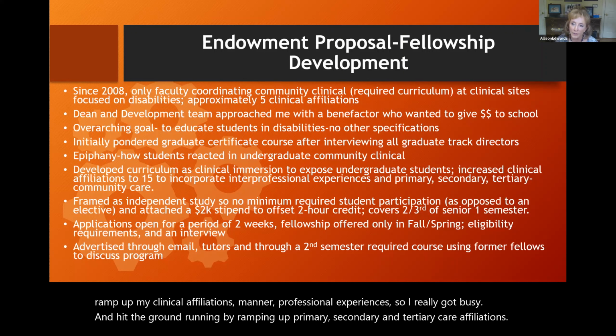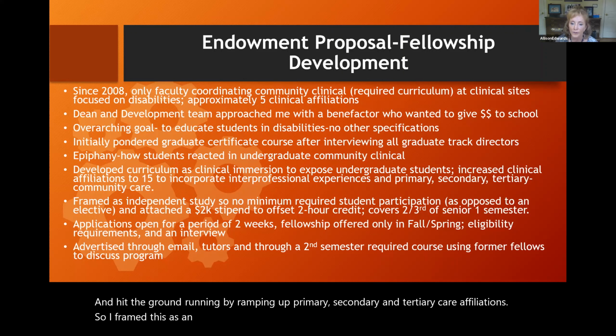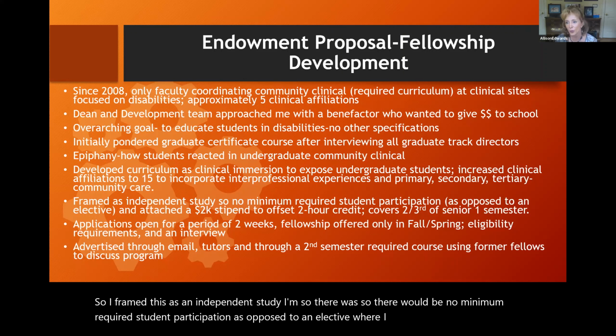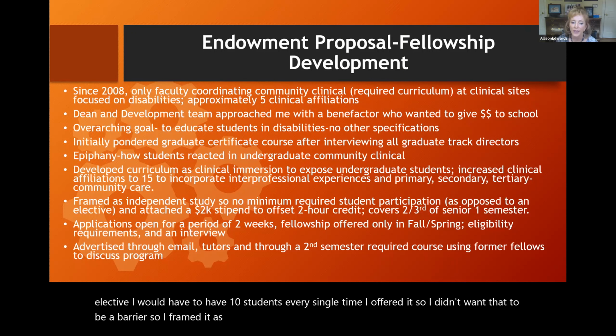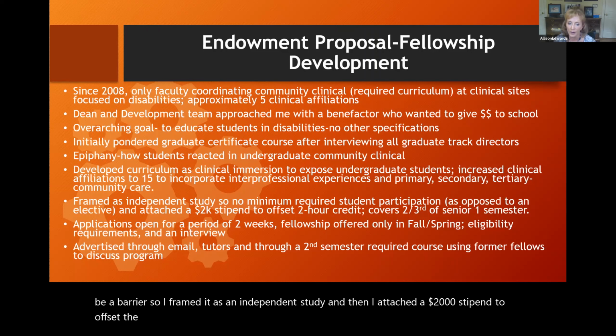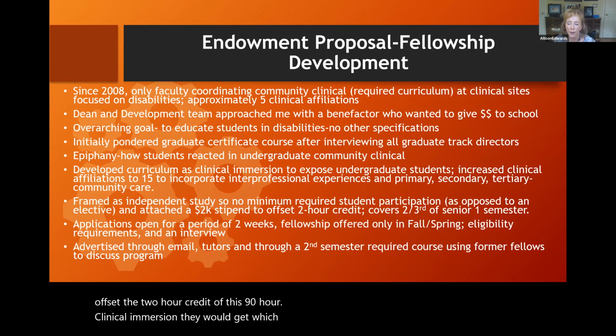So I framed this as an independent study. So there would be no minimum required student participation, as opposed to an elective, where if I was going to offer an elective, I would have to have 10 students every single time I offered it. So I didn't want that to be a barrier. So I framed it as an independent study. And then I attached a $2,000 stipend to offset the 2-hour credit of this 90-hour clinical immersion they would get, which would essentially cover about 3/4 of their tuition for their 3rd semester.